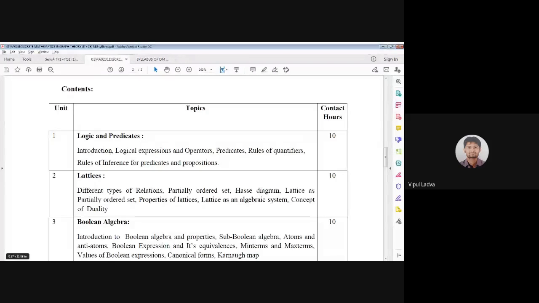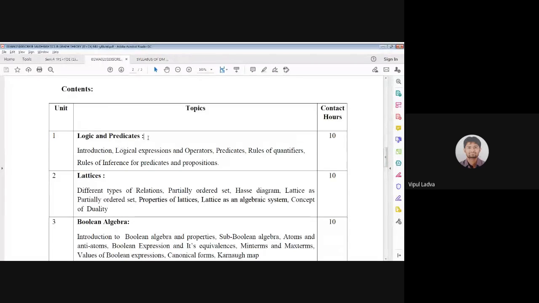Now, first of all, a warm welcome for the fourth semester. In the fourth semester, we have one mathematical subject, that is DMGT. DMGT stands for discrete maths and graph theory. Right now on the screen, this is the content which we are going to cover in this particular semester.